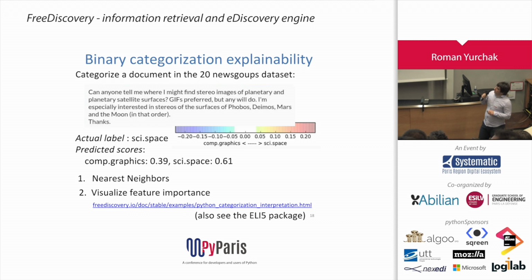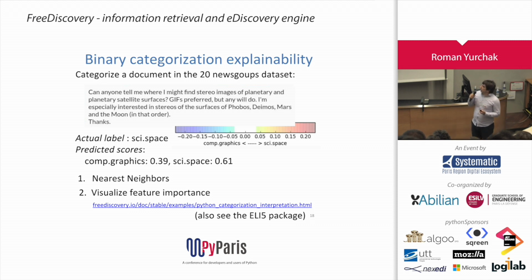And here are the scores that are computed by, I think, logistic regression. So the question is, can we explain those scores? Fundamentally, there are two ways we can do that. First is just with nearest neighbors. We compute the closest neighbor in both classes and say that this document got categorized as sci.space because it's closer to a similar document in sci.space.